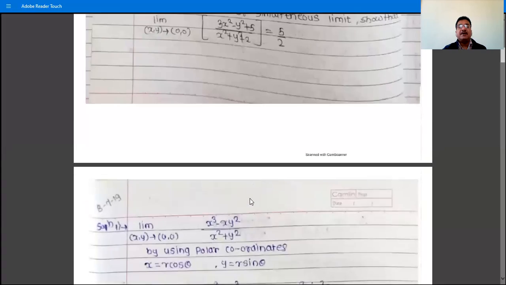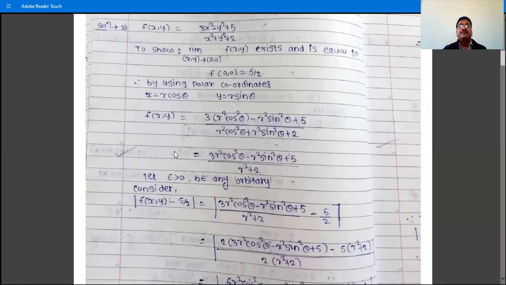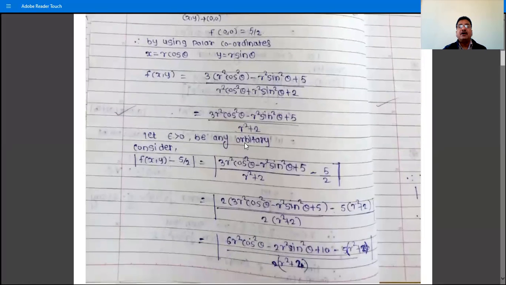So start from |f(x,y) − 5/2|. Let epsilon greater than 0 be an arbitrary number. Consider |f(x,y) − 5/2|. Why minus 5/2 here? Because the answer is 5/2. So this is the simplification of f(x,y) in polar form.